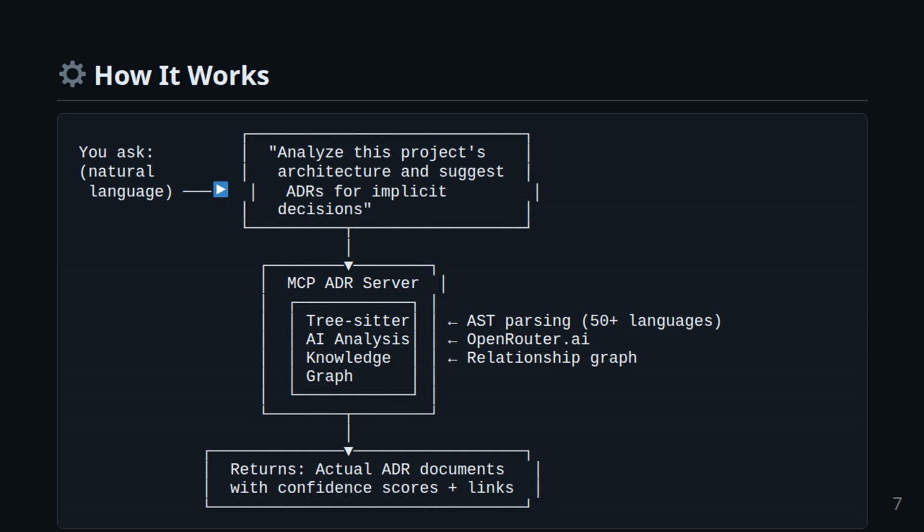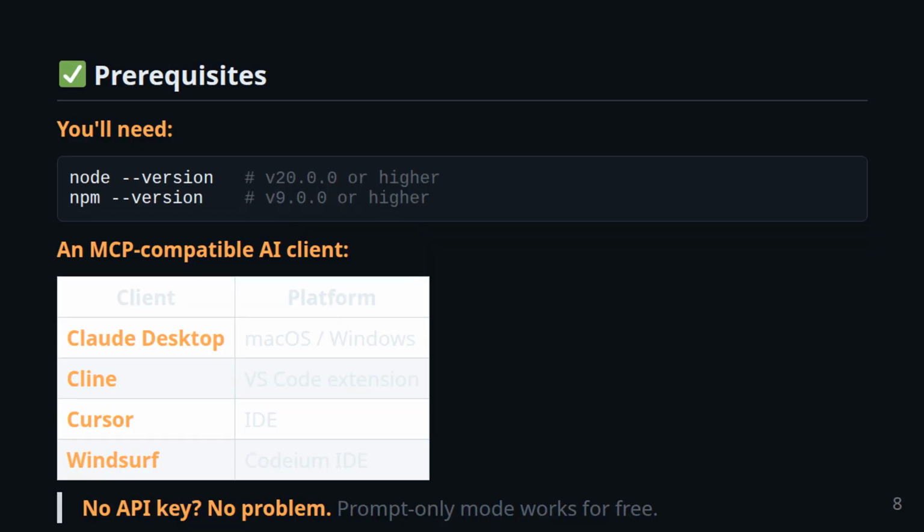Here's how it works. You ask your AI assistant a question in plain English, like analyze this project's architecture and suggest ADRs. The server uses TreeSitter for deep code parsing across 50+ languages, AI analysis via OpenRouter, and a knowledge graph. It returns actual ADR documents with confidence scores and code links. Not templates, real analysis.